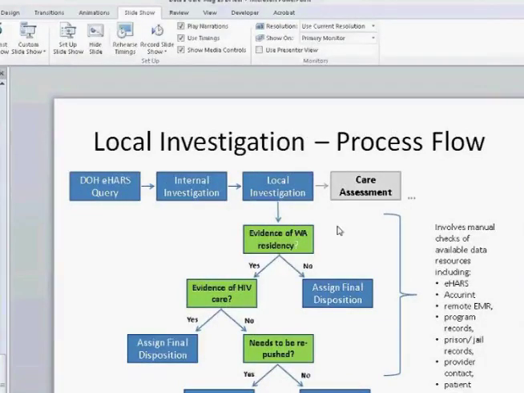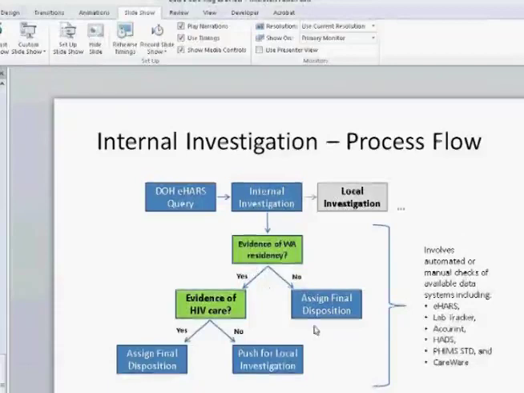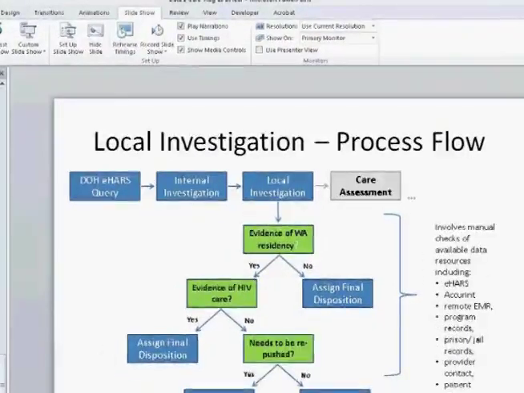So here's the point in the process where, actually it's back here where it says push for local investigation. Based on our best information of where that client was the last time that we had any information about them, we just push a button in the LOOC system and they automatically become part of the queue for that particular county. That's how they know that that's one of their cases. So that's centralized. Yes.